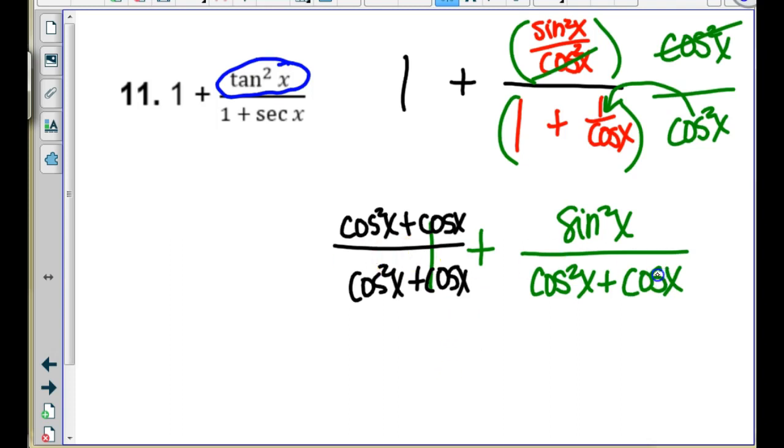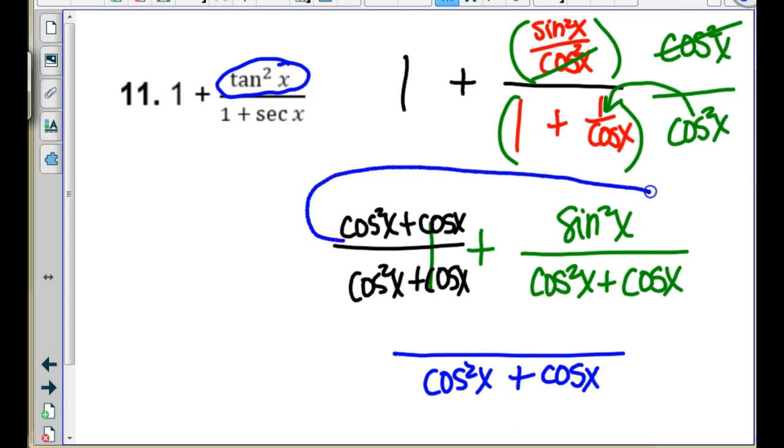Okay, what happens once you have a common denominator? You can do what? Add them together, and what happens to the denominator? It just stays, right? Yes. So what Keaton is saying is when he looks at all that, there's a cosine squared plus a sine squared, and that can be written as what? Just a 1. And then this plus cosine.